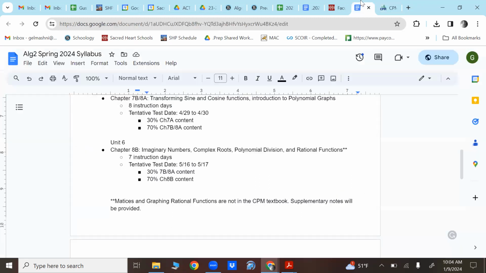And then, of course, as I said, graphs of rational functions. We'll look at more complex ones like horizontal and vertical asymptotes. Maybe even talk about something called a slant asymptote as well. So we're going to get into some pretty complex stuff as we finish off the spring semester.